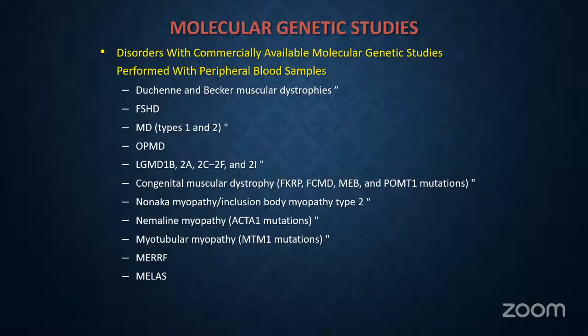And mutations in FKRP, FCMD, MEB, and POMT1 can be suggestive of congenital muscular dystrophy. MERRF and MELAS can also be picked up on mitochondrial DNA sequencing.